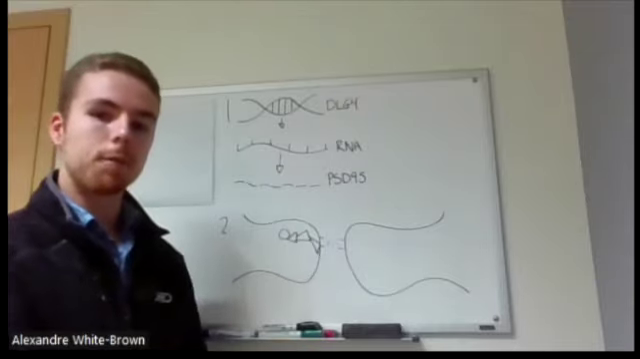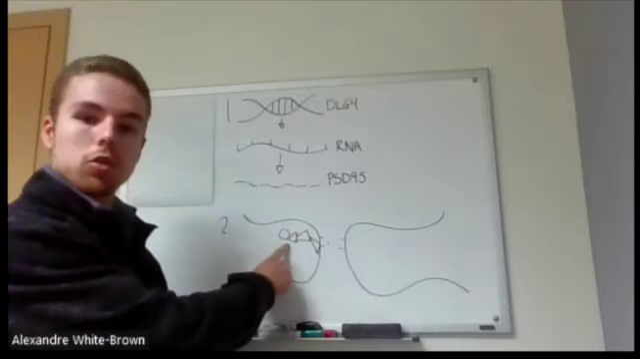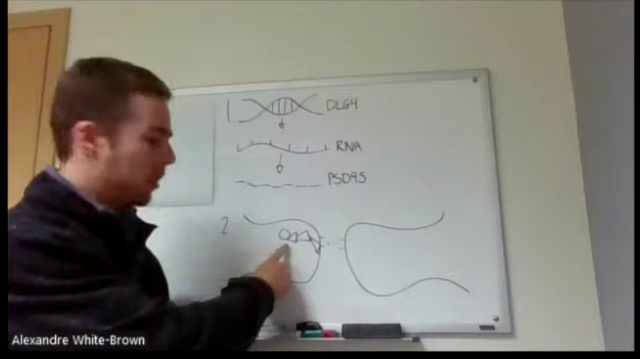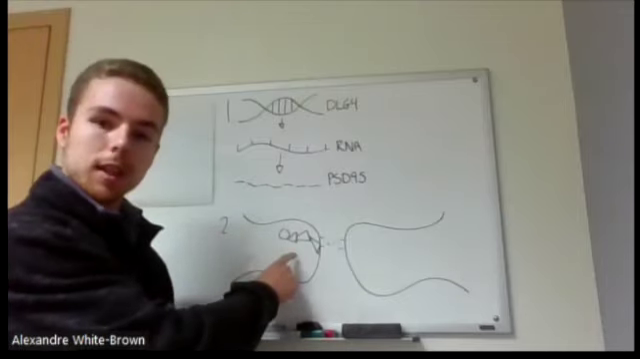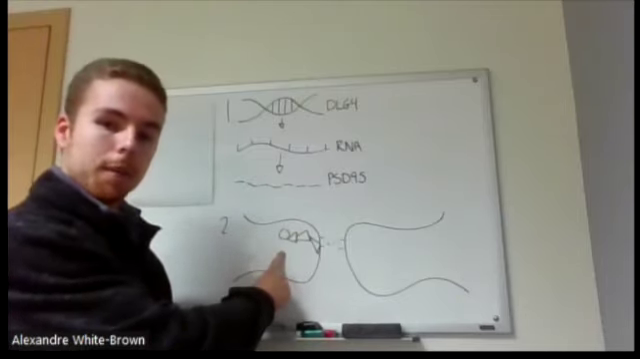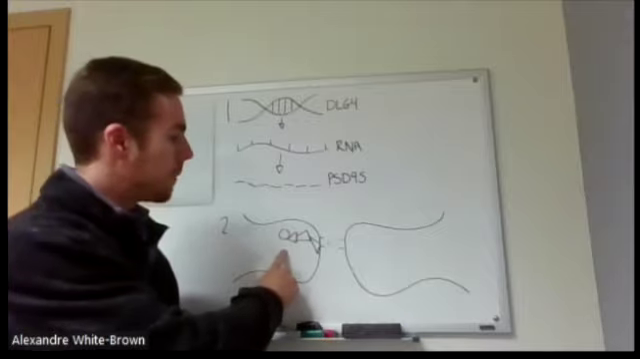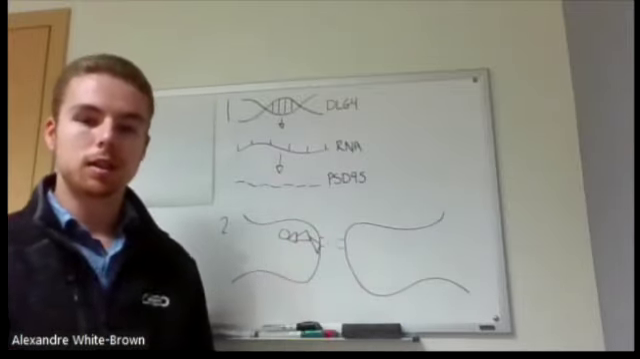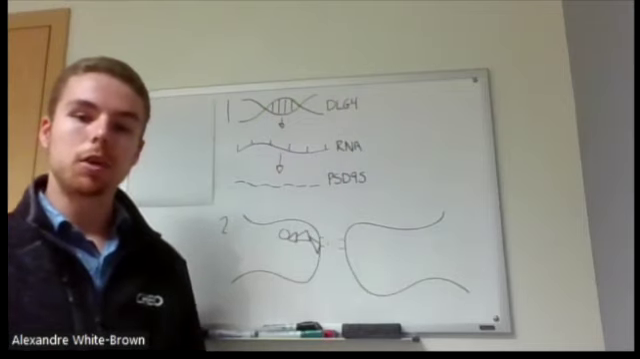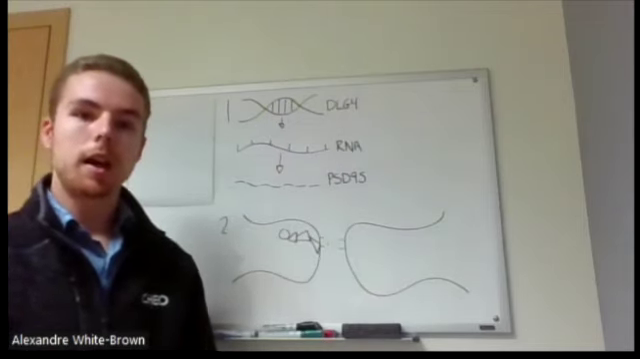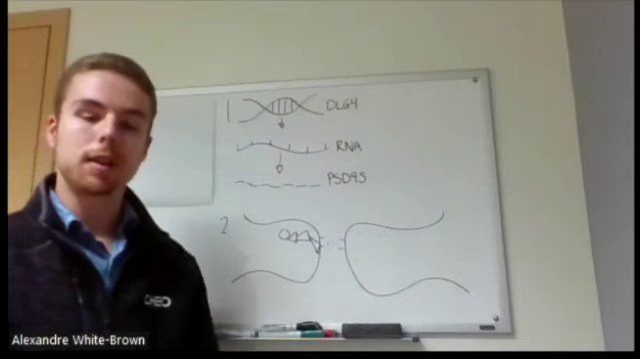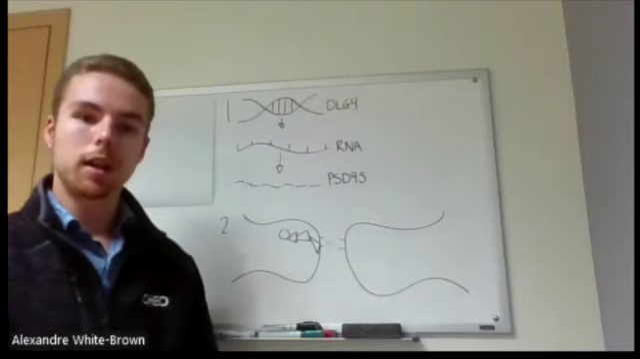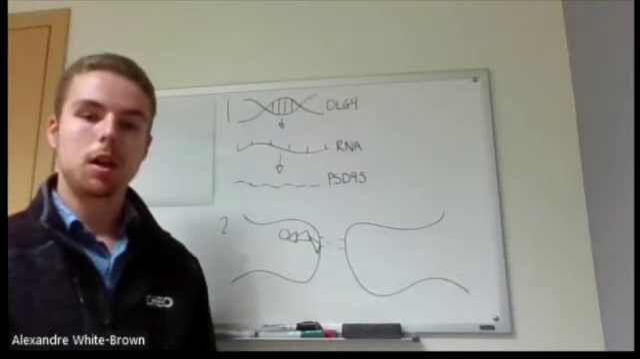So if we think of PSD95 here as maybe the triangle, it is helping to bring all of these different proteins together to help this synapse, which would be at the end of a neuron, communicate with this synapse here. The reason this is so important is because the communication between these neurons is extremely important in how we facilitate memory, learning, and how our brain develops.